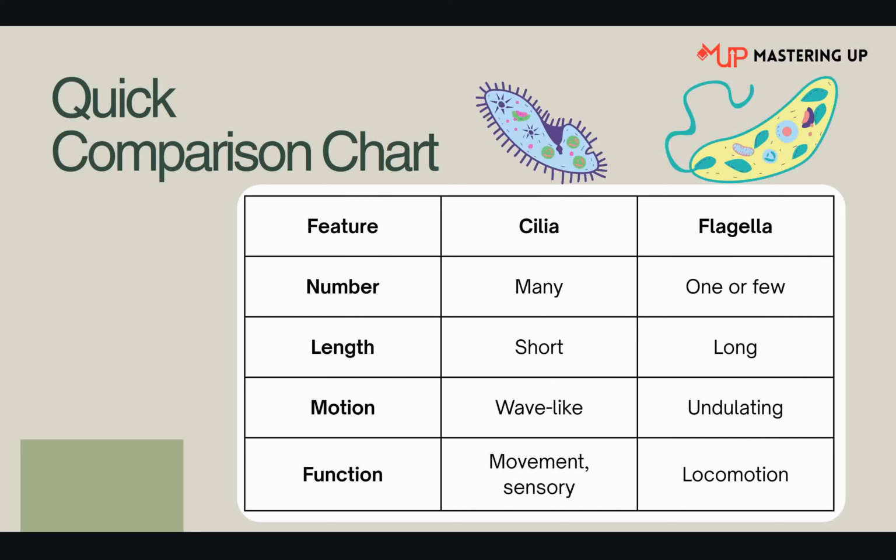Let's quickly compare the two. Cilia are short, numerous, and beat in waves, while flagella are longer, fewer in number, and move in a whip-like pattern. Cilia mostly move substances over the cell surfaces, while flagella are designed to move the entire cell.